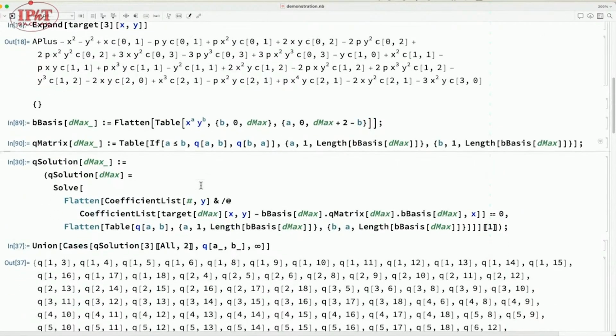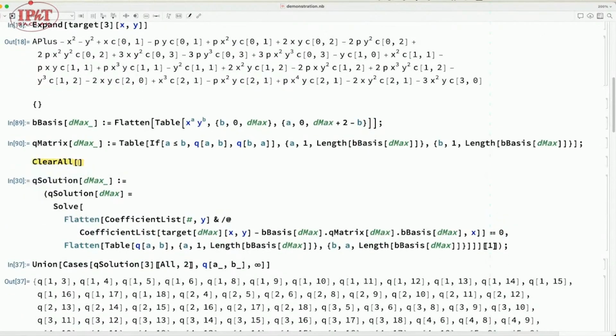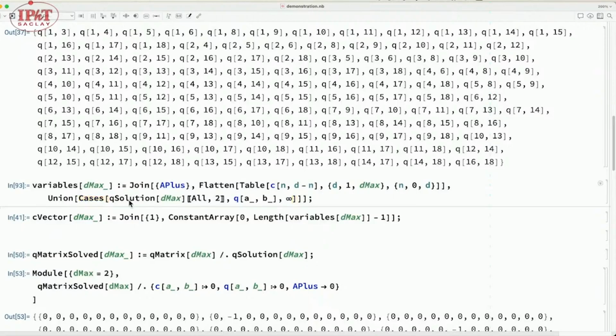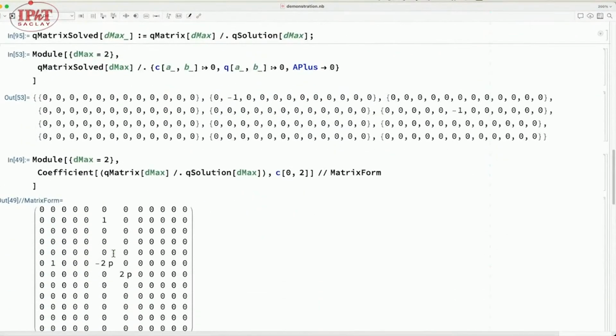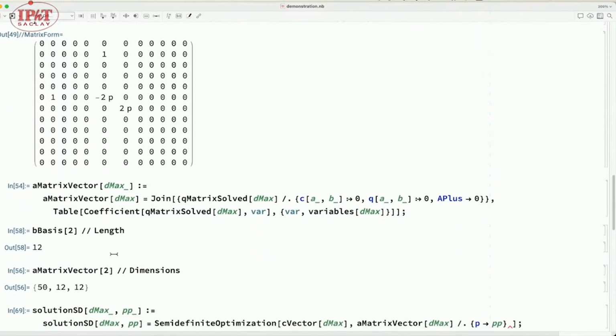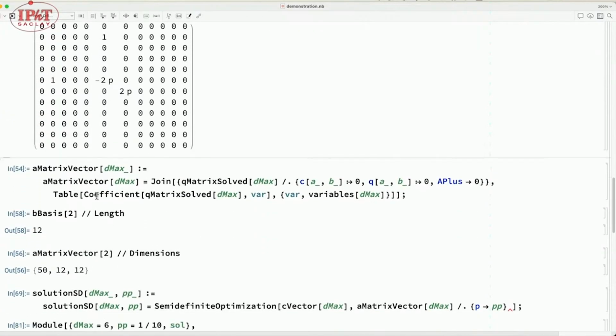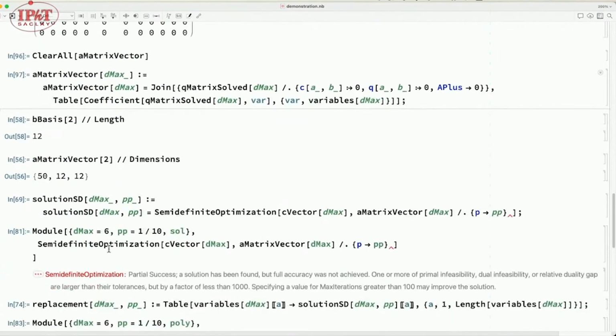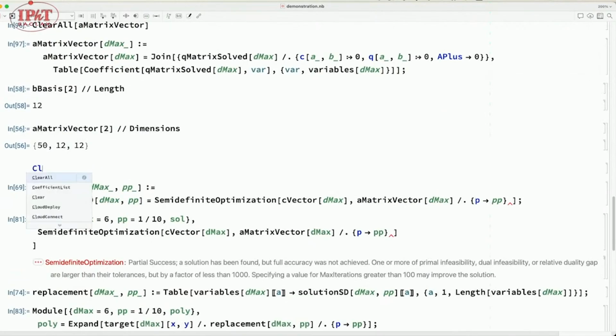Oh, this one I don't have to recompute. Probably I have to clear all the Q solutions. We'll have to clear the A matrix vector. Clear the solution E.